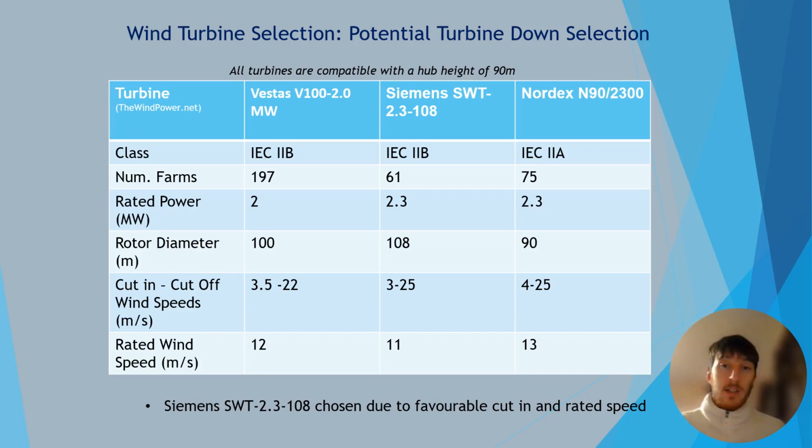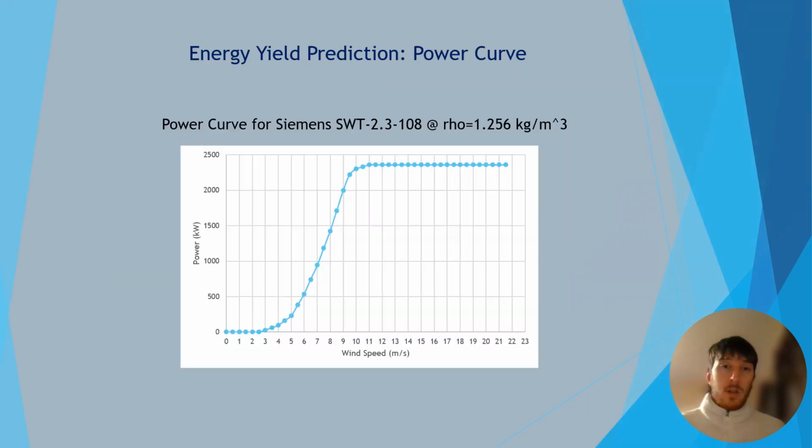For the turbines, I just chose three of the most common turbines in and around the 2B class. I ended up selecting the Siemens turbine because it had a lower rated wind speed and cut-in speed. Going back to our probability distribution function, that's favorable for our data because we had a lot of data points in the lower wind speed ranges. This is the power curve for that turbine. I scaled this up from a density of 1.225 kilograms per cubic meter that was provided by Siemens.